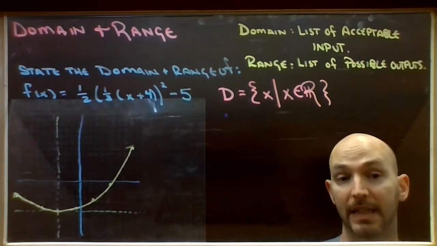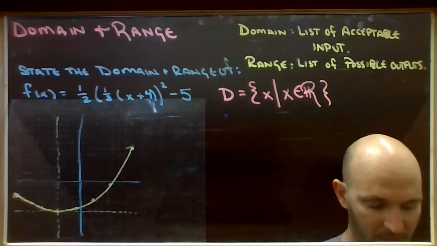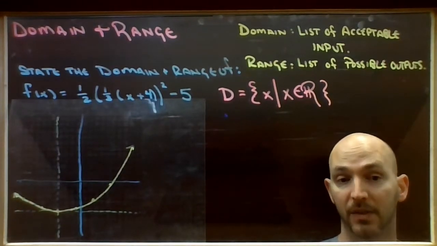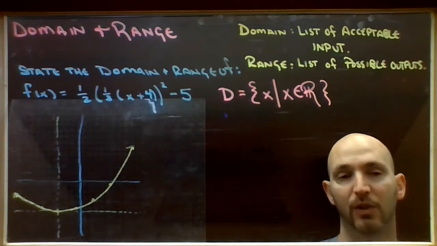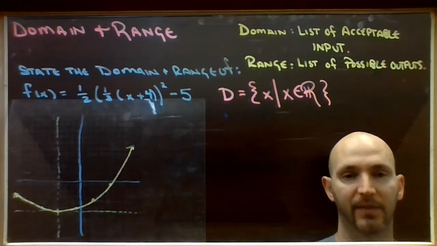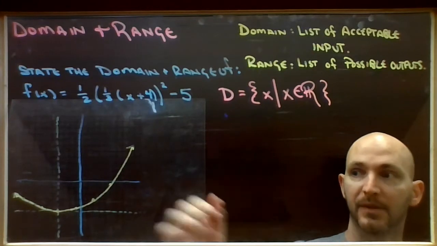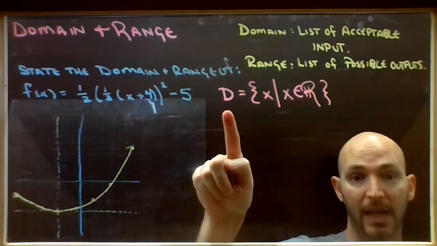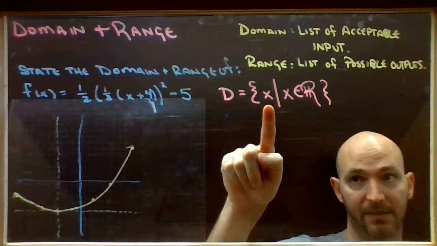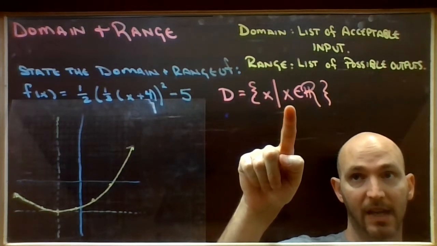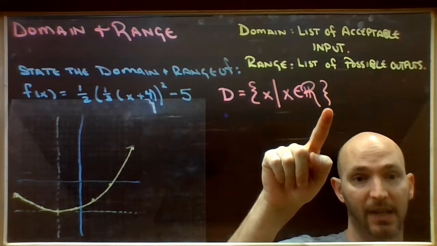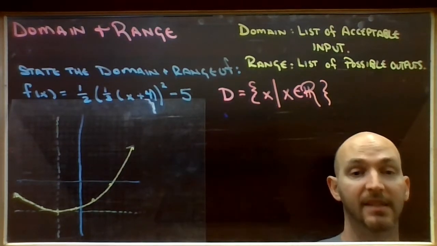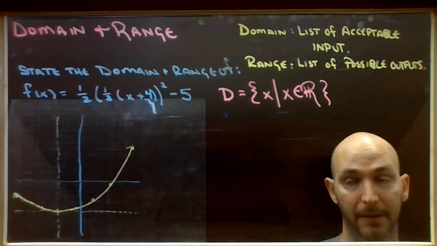That maybe doesn't mean anything to you. There are things called complex numbers, which you'll learn about later if that becomes important to you. So for this function, because it is unrestricted, the domain is the set of x values such that those x values are real numbers. And we're done. That's the domain of this particular parabola.